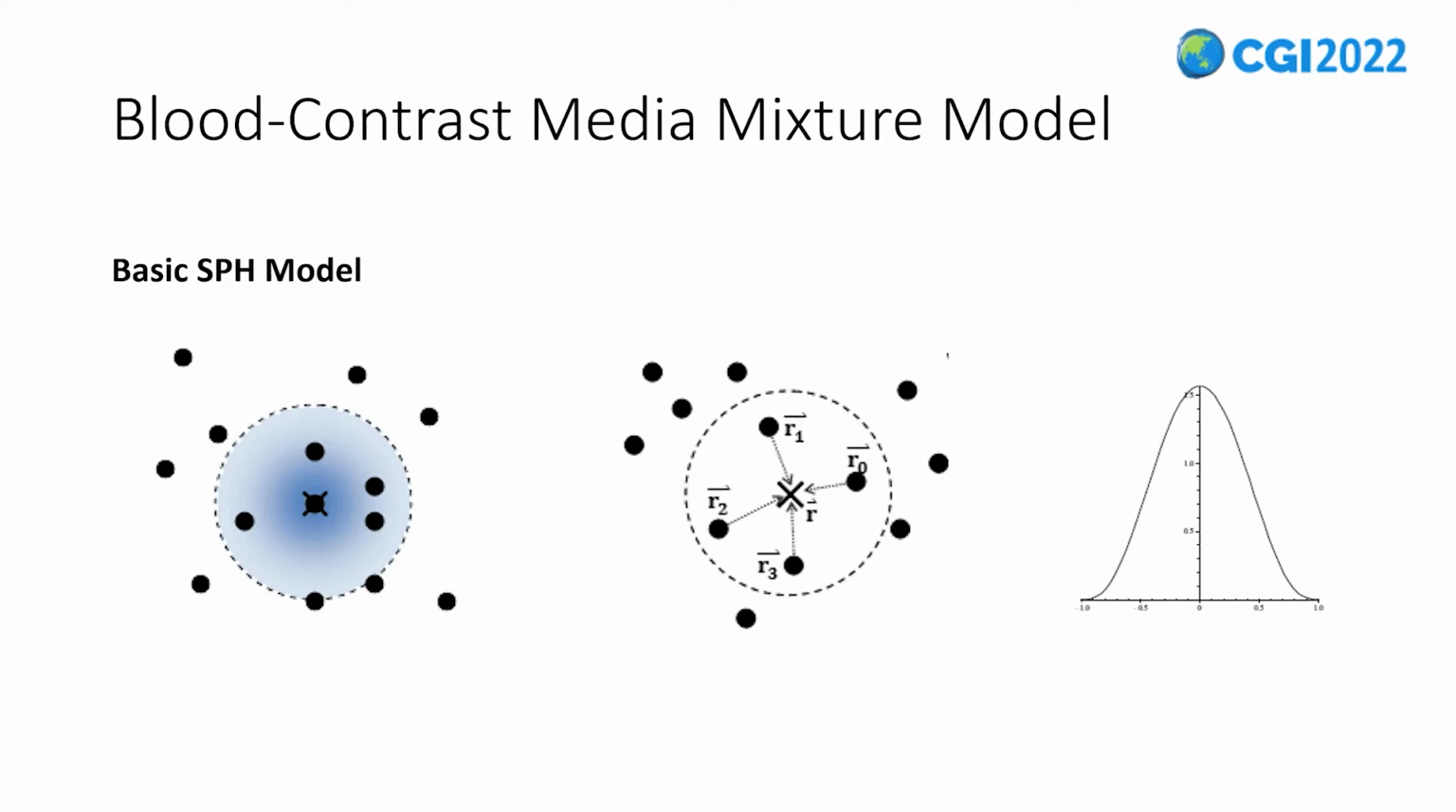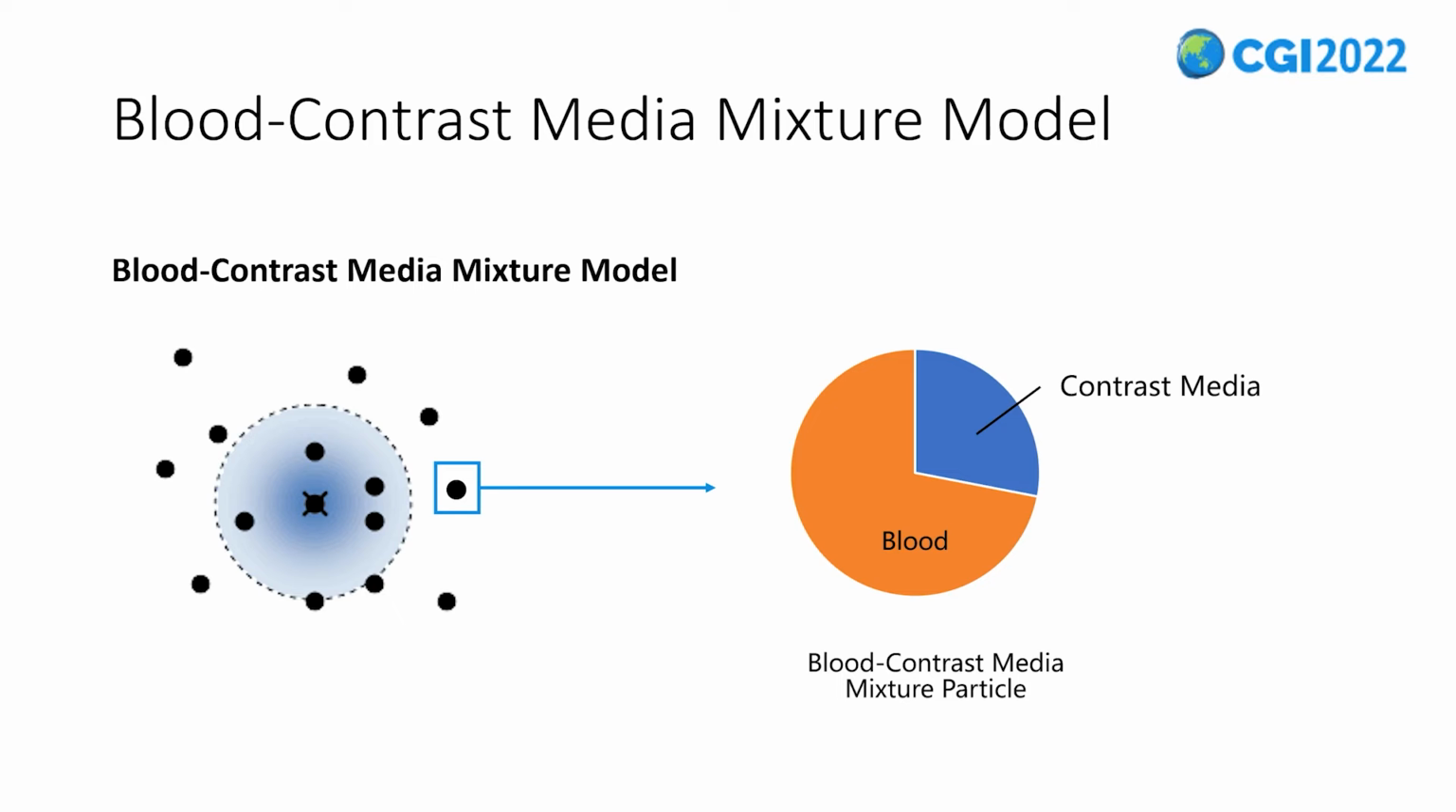Our method is essentially an SPH-based method which simulates fluids as discrete particles. In the basic SPH model, the density of a particle is given by the weighted sum of its neighbor particles using a Gaussian smoothing kernel. In our method, each particle is a mixture particle, which carries the properties of two phases. One is contrast media and the other is blood. We use mixture particles to describe the coupling of blood and contrast media. The distribution of blood and contrast media is represented by their volume fractions rather than by tracking the fluid interface.